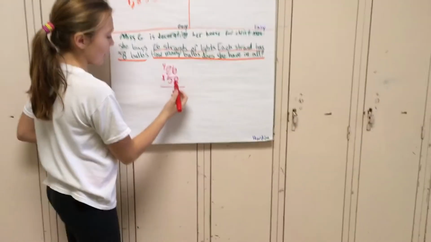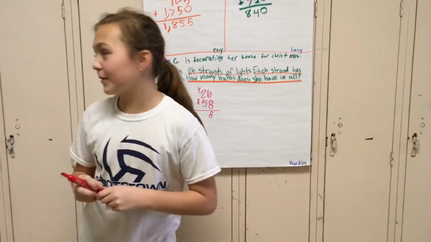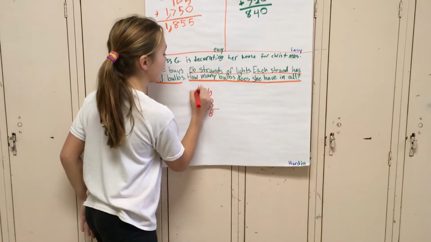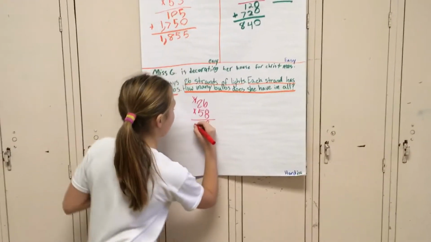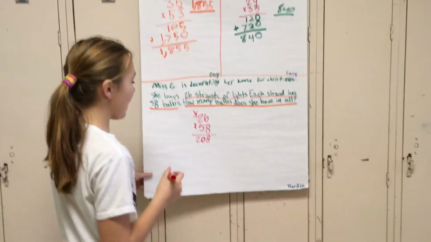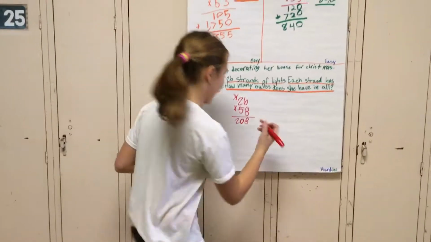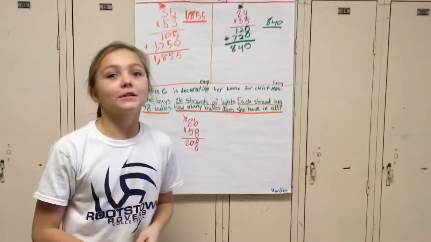Sorry about that, guys. 8 times 2 is 16, plus 4 is 20. We're going to put the 20 down. And now we are going to go to the 5. Oh, yeah, I forgot to put down the 0. That is an important step.